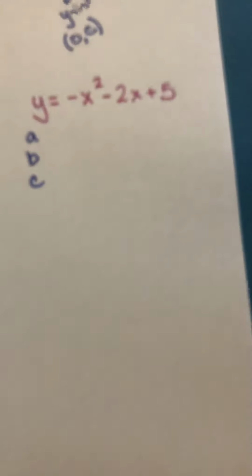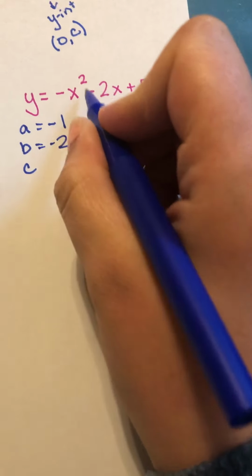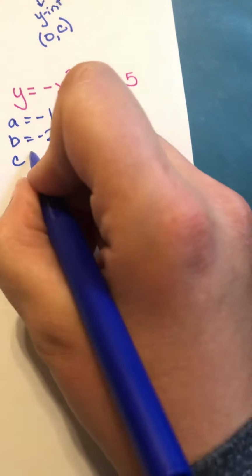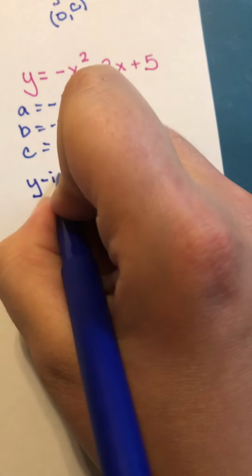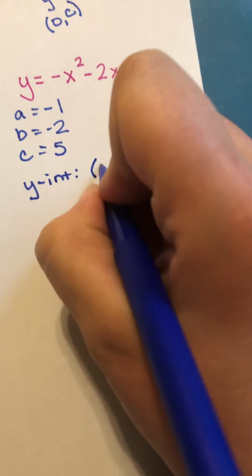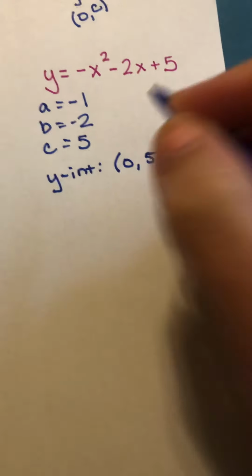So we want to label our a, b, and c values. A is represented by this negative here. So a is equal to negative 1. B is equal to negative 2. Don't want to forget the sign that comes before it. And c equals positive 5. So remember, we can automatically find our y-intercept by the value of c. So it would be at the point 0, 5, since c was equal to 5.